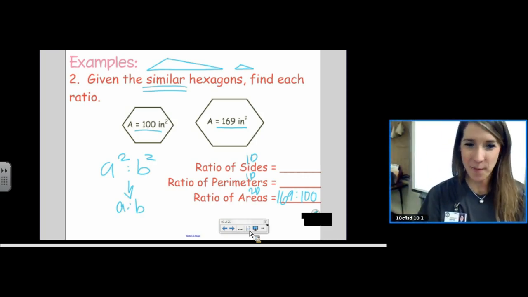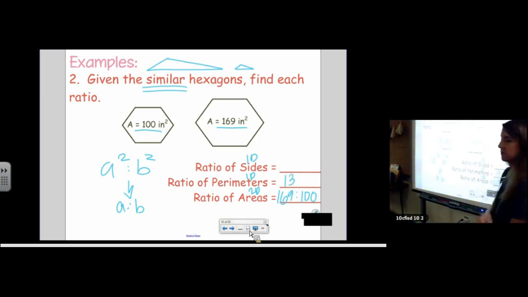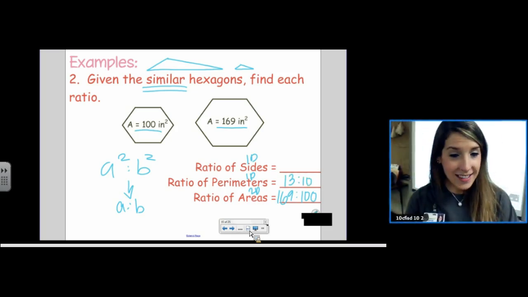Square root is the opposite of squaring something. Yes. Square root of 169. Square root of 100. And then what's the ratio of the sides?